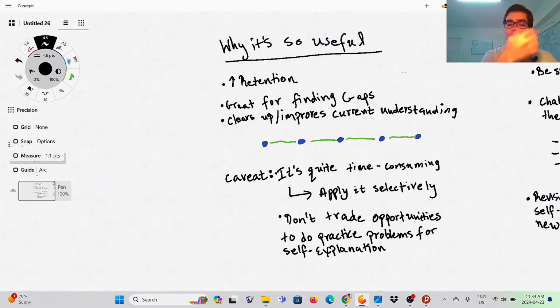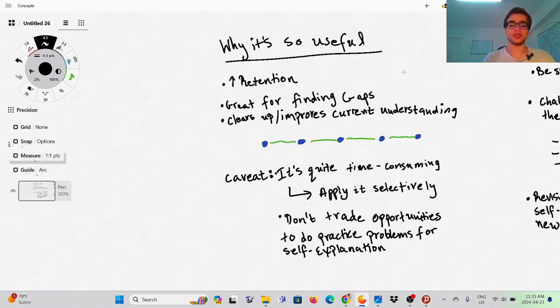So the other caveat is, and there are several research papers on this, that you shouldn't trade opportunities to do practice problems for self-explanations. There are a few reasons for that. If your goal is to do practice problems, self-explanations only cover, you could say, a portion of what's required to successfully complete the problem. But doing practice problems completes everything. If you were able to solve that problem, that means that you know what's needed to solve those kinds of problems. But if you can generate a self-explanation, that doesn't necessarily mean you can solve the problem. That's probably the main reason.